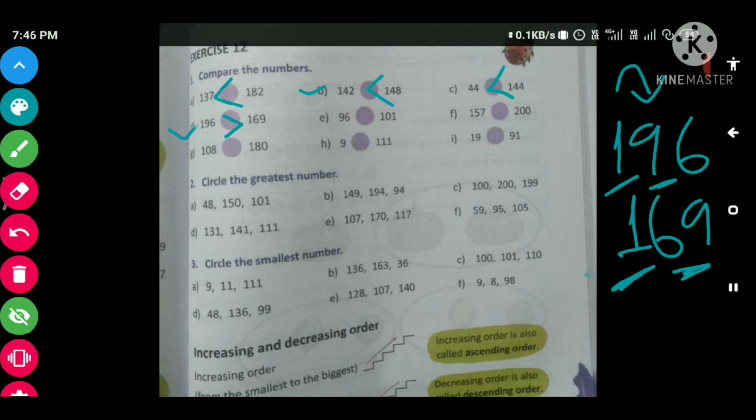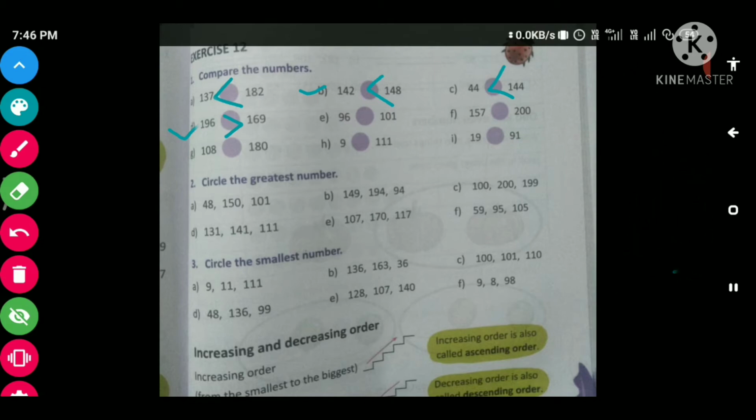Okay, now see the E part. Here also we'll first see the digits. The first number has 2 digits, 96, and the second number has 3 digits, 101. So we know that the more the digits, the greater the number, right? So 101 will be the greater one.